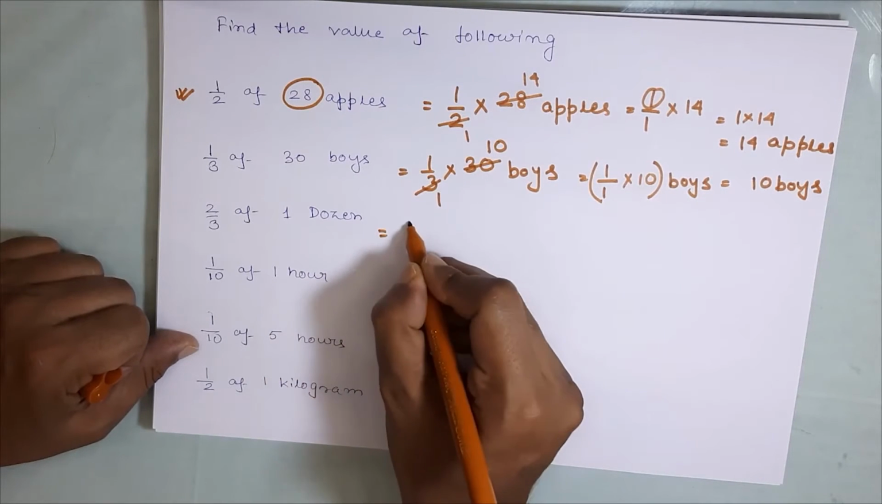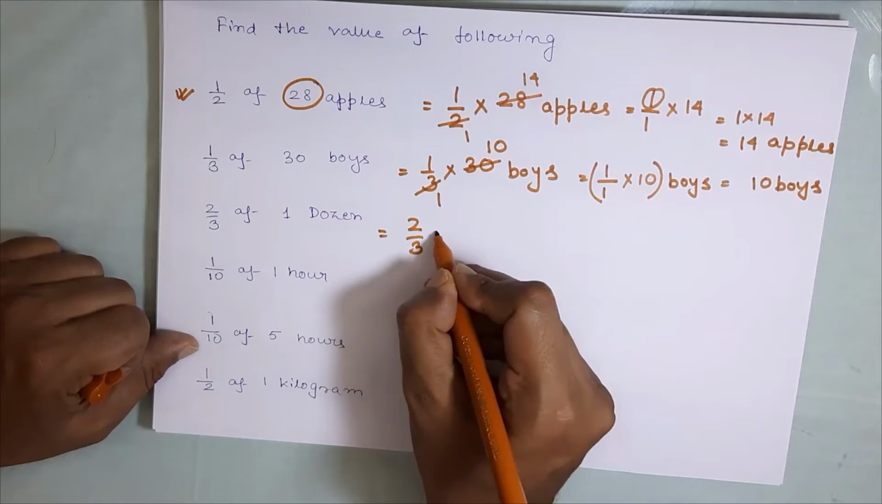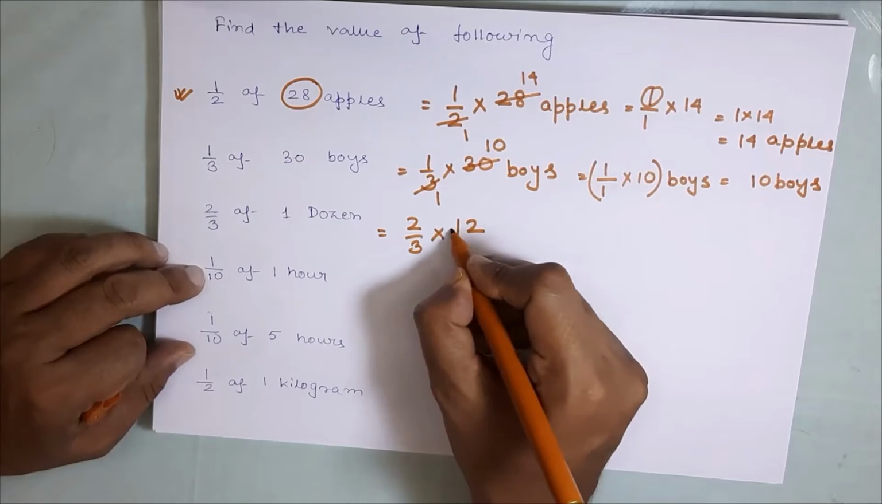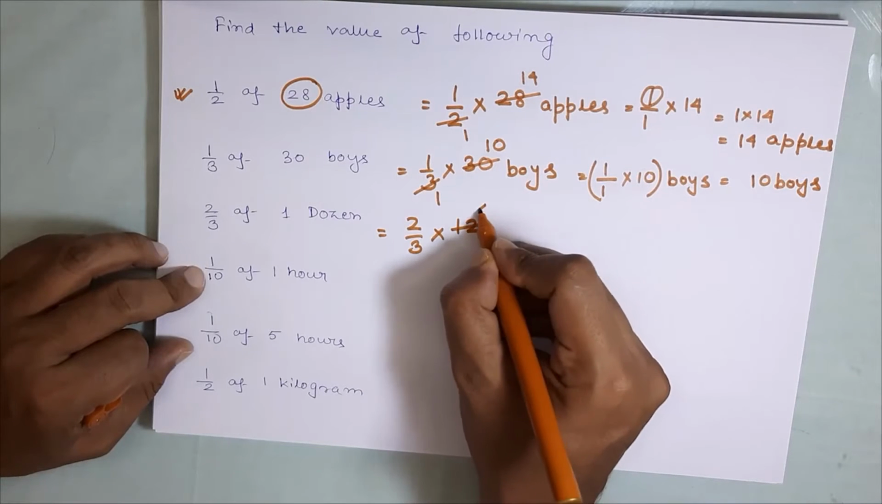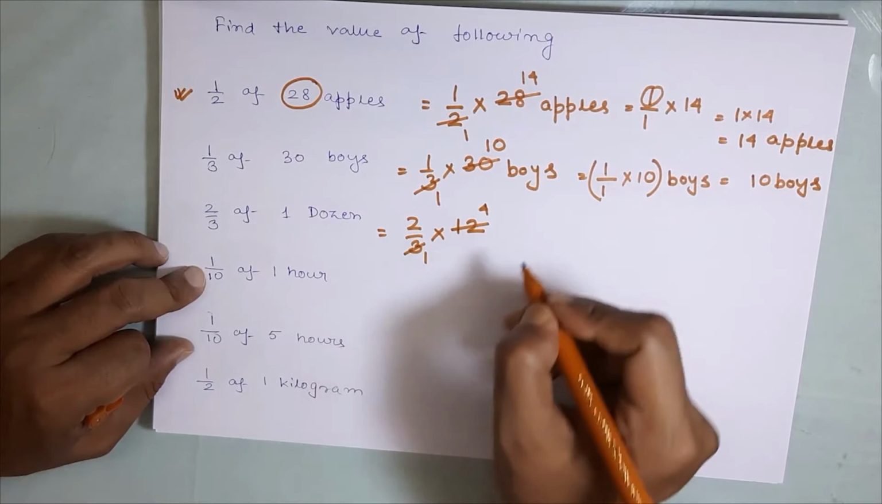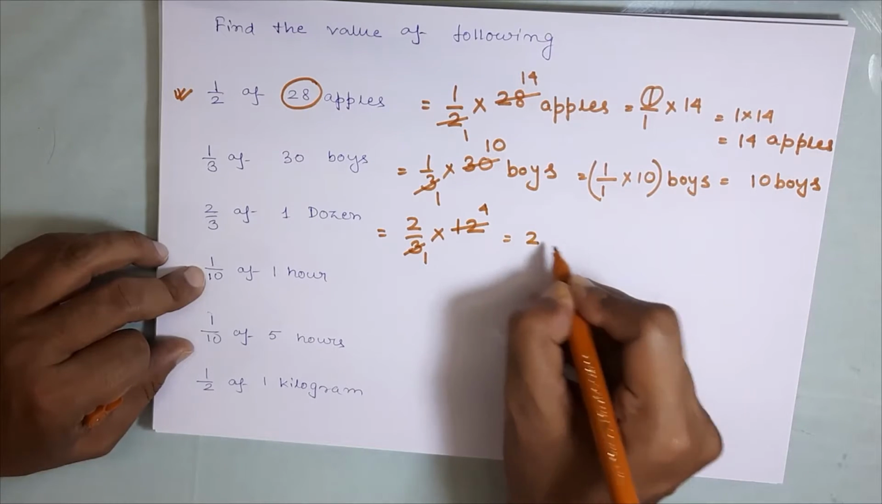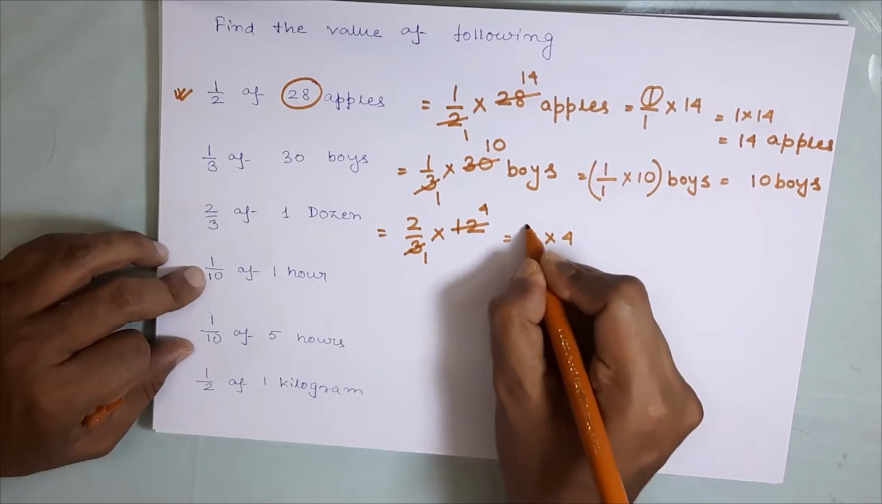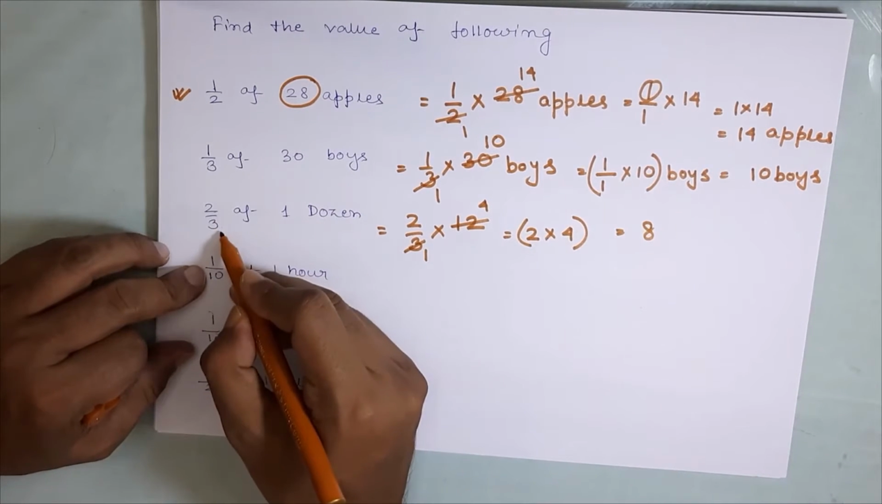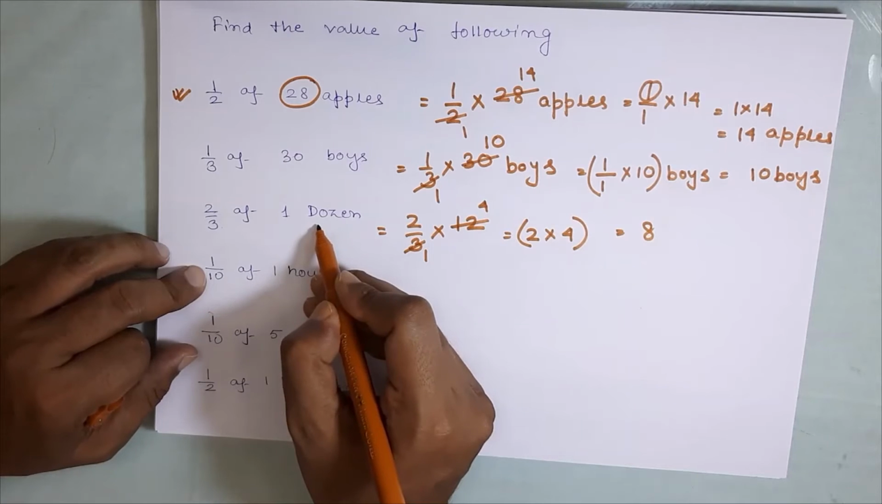Let us do that. 2 by 3 into 12. Now 12 is divisible by 3 and we get 4. Here 3 is divisible by 3 and we get 1. 2 by 1 is equal to 2 into 4, equal to 8. So 2 by 3 of 1 dozen is equal to 8.